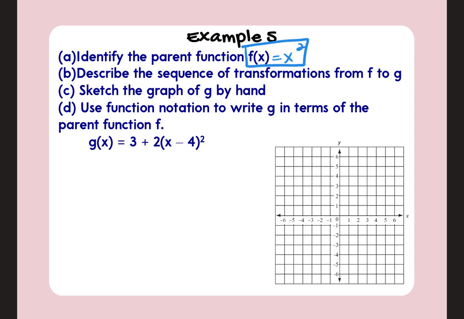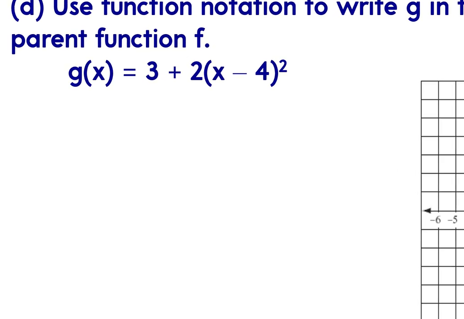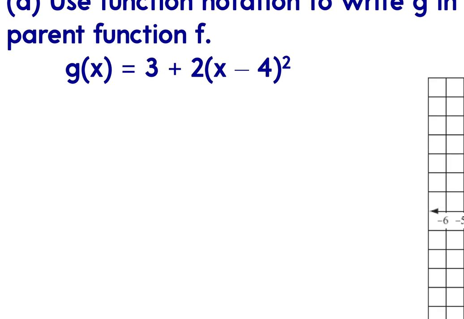Describe the sequence of transformations from f to g. So I'm going to actually just go straight to the equation, and I'm going to point to all the parts. So this 3 at the front is causing what? Vertical. It's there to throw you off at the front. It can go at the beginning or it can go at the end. It doesn't matter. If it's separated by a plus or minus, right? It's a vertical. So this is up 3.